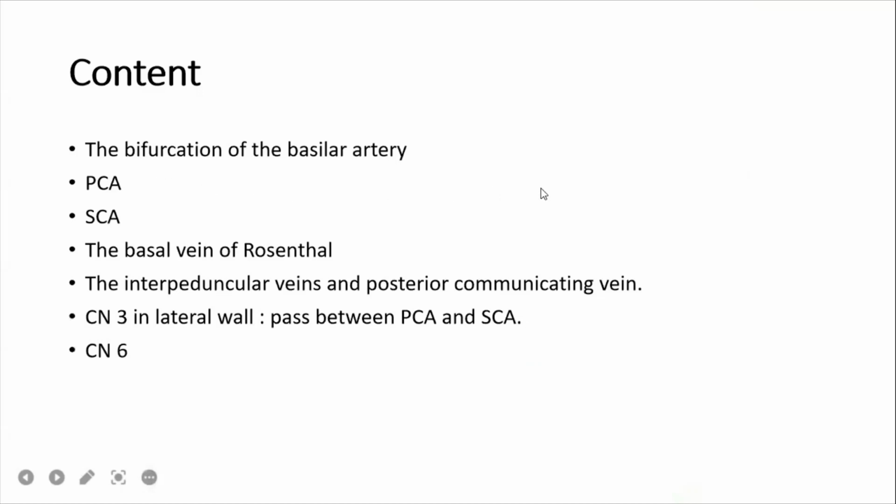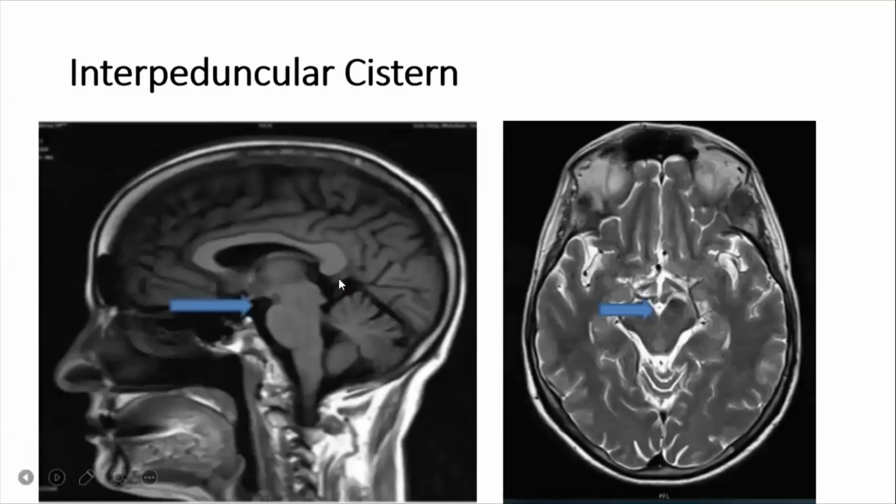So the contents of the interpeduncular cistern are the bifurcation of the basilar artery, as we have seen, the posterior cerebral artery, the superior cerebellar artery, the basal vein of Rosenthal, the interpeduncular veins, and the posterior communicating veins. The third nerve, which is the oculomotor nerve, travels in the lateral wall, passing between the posterior cerebral artery and the superior cerebellar artery, as we have discussed. On an MRI, this is the sagittal and the axial cut. As we can see, the space over here at the midbrain and anterior to the chiasm is the interpeduncular cistern.